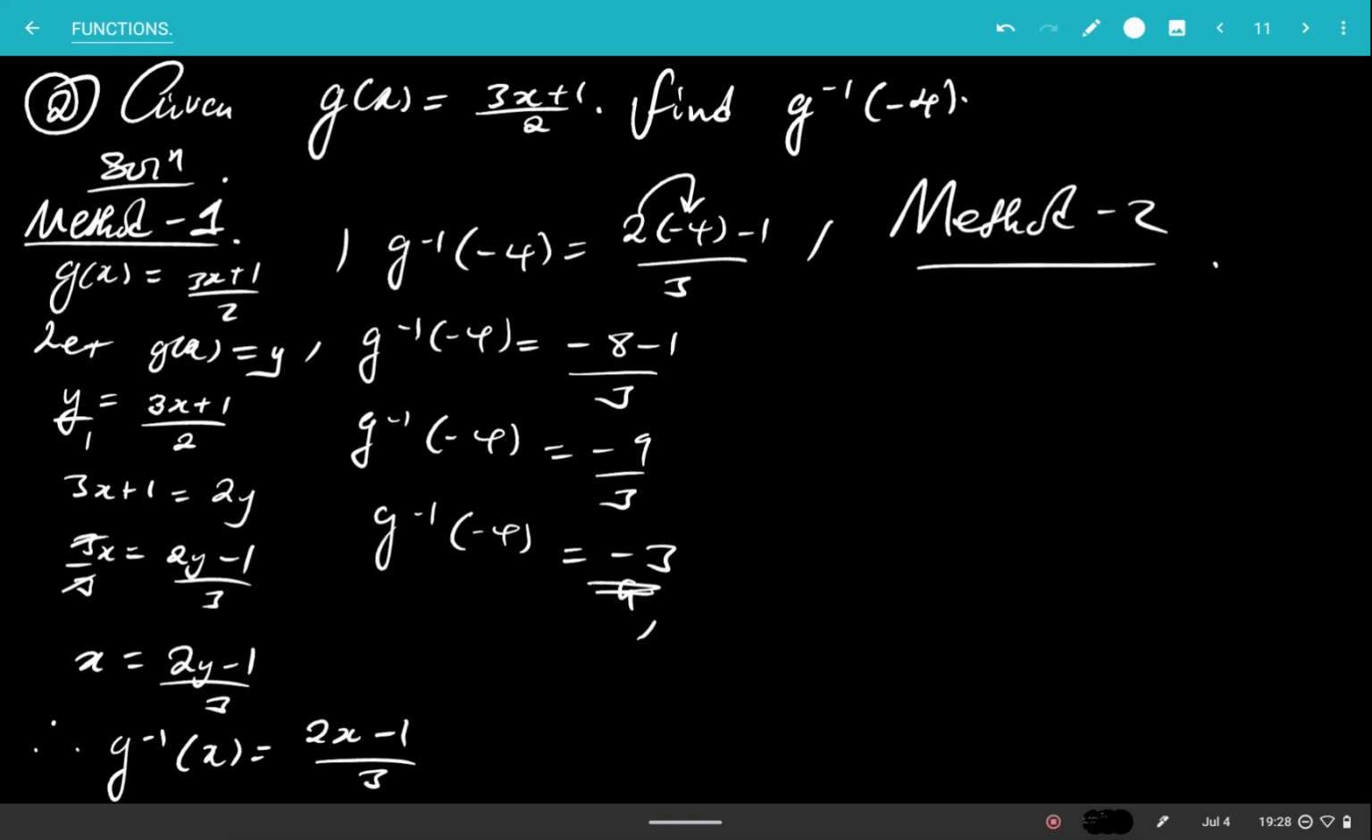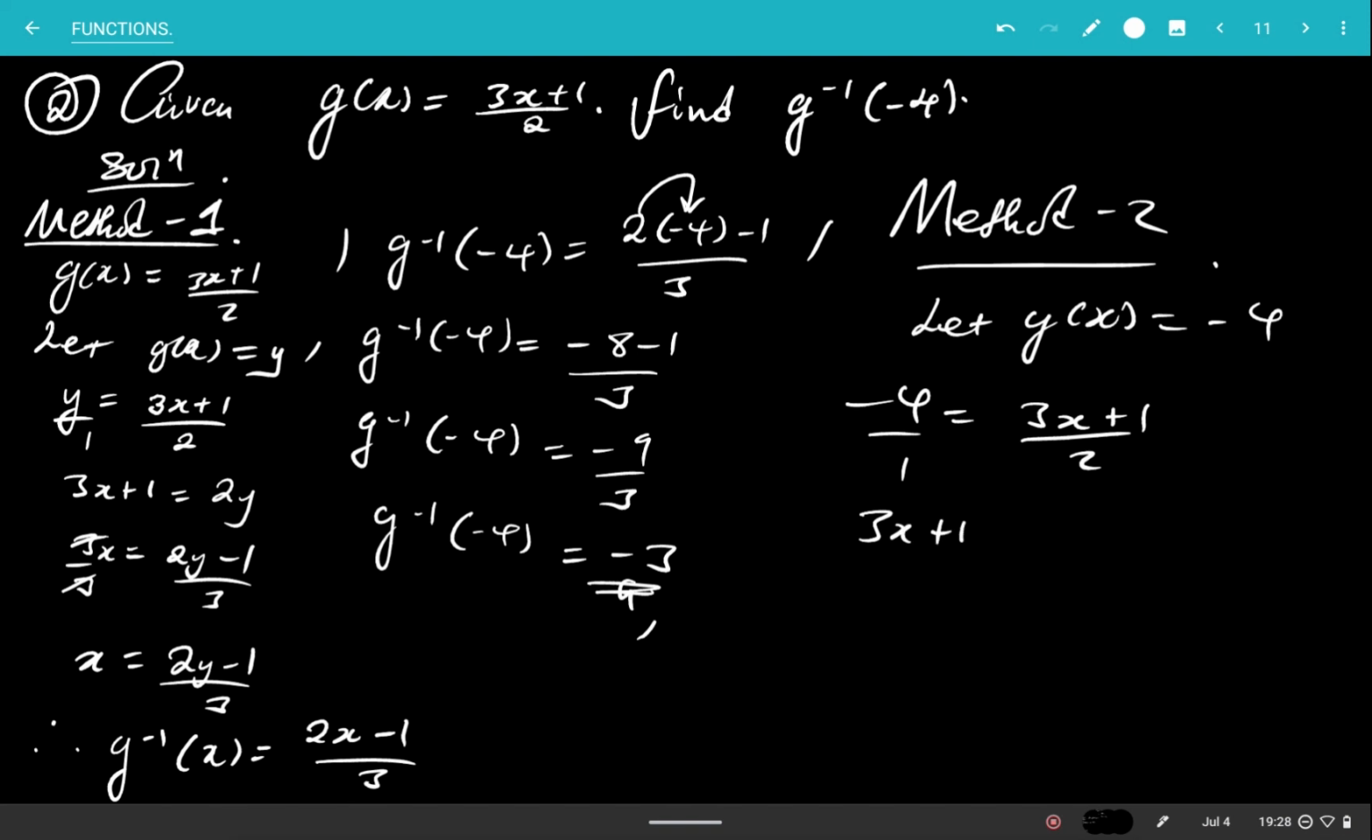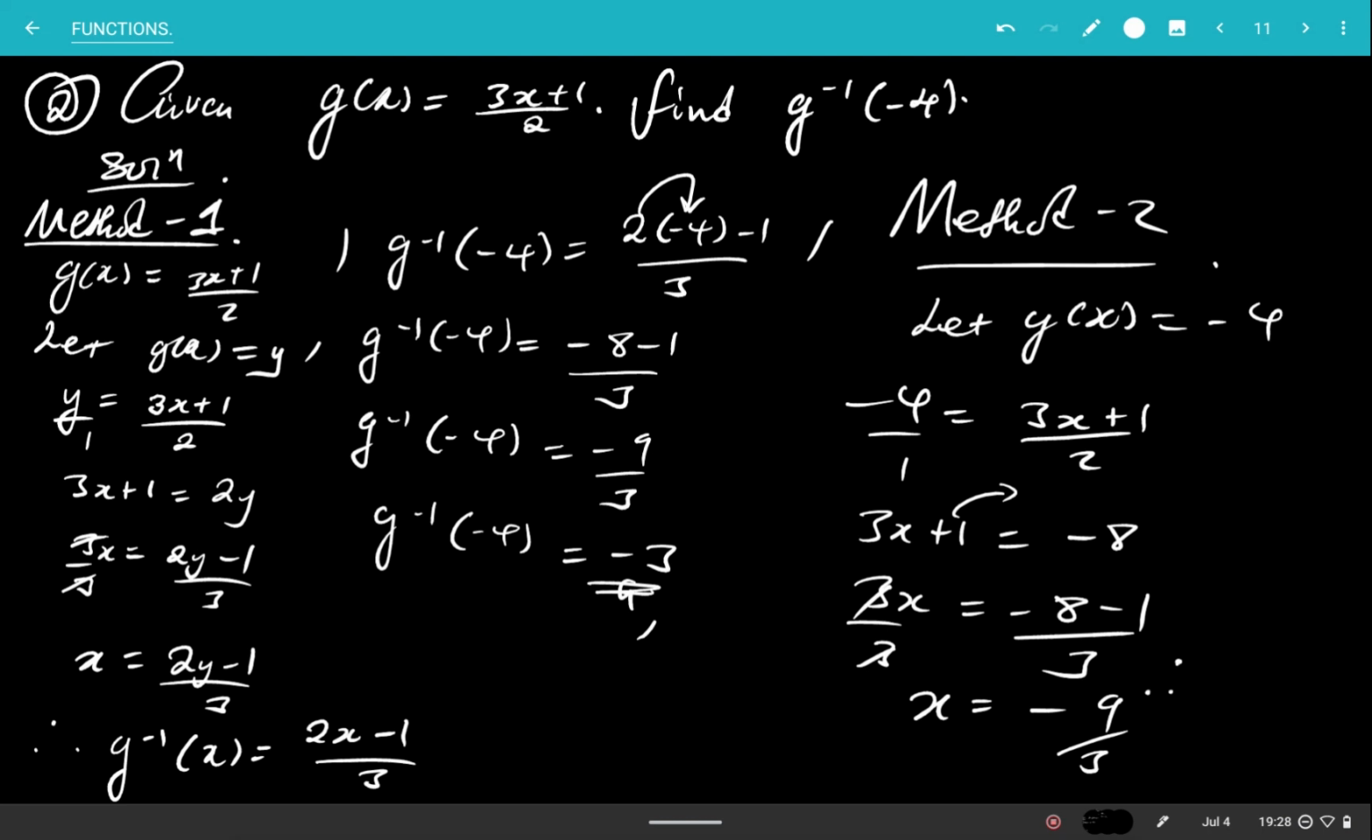When it comes to method 2, all we're supposed to do is let g of x equal to the input value, which is minus 4. So you get minus 4 being equal to 3x plus 1 over 2. This would be over 1, cross multiply. You have 3x plus 1 being equal to 2 times minus 4, that's minus 8. Then the 1 goes the other side, and you have 3x being equal to minus 8 minus 1, divided by 3. You get x being equal to minus 9 over 3. Therefore, you get x being equal to minus 3, which is basically the same thing.